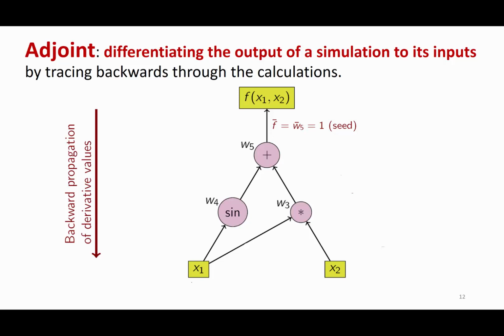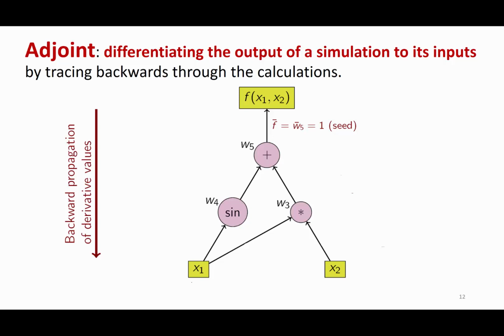Then the next step is what's done millions of times in the adjoint calculation. That is taking partial derivatives of a single calculation. We already know the derivative of the output to the outcome of this plus. Now I want to look at what is the derivative of the same output to the ingredients or the inputs of this plus. Of course, we use the chain rule.